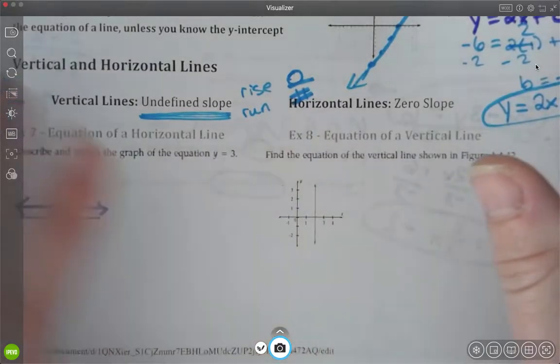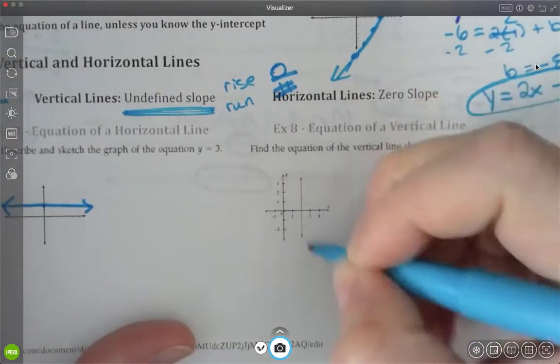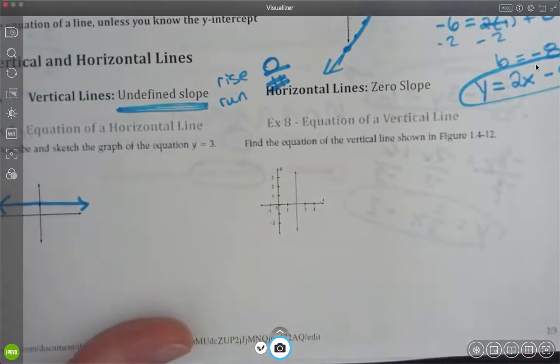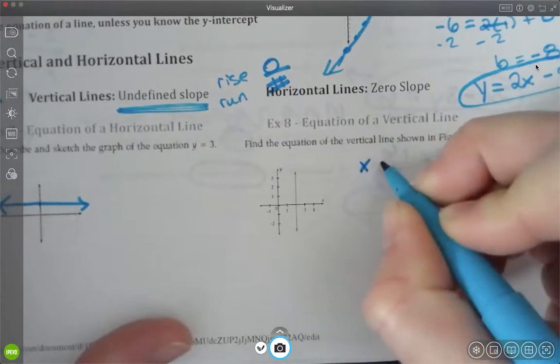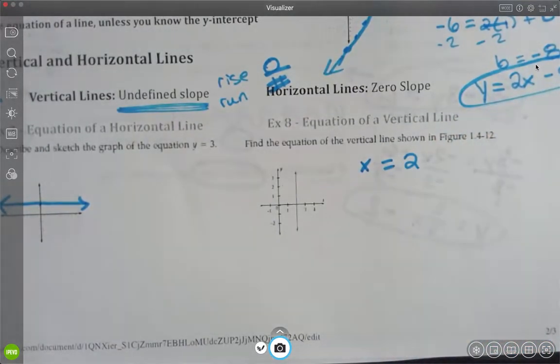Over here, find the equation of the vertical line shown. So this line is going through the x-axis. So this has to be x equals 2. That's it. Yes?